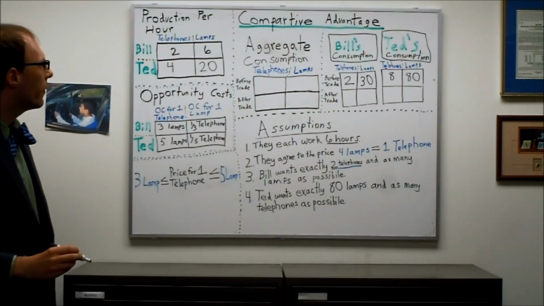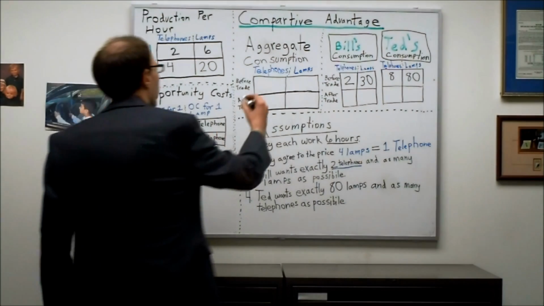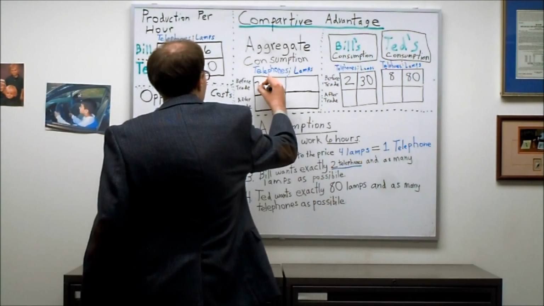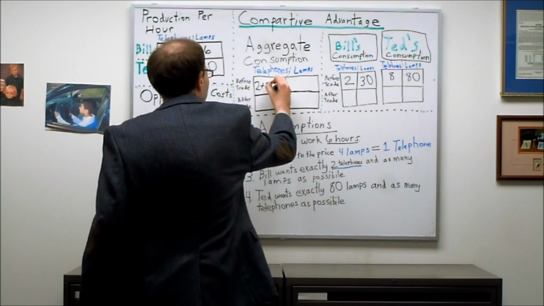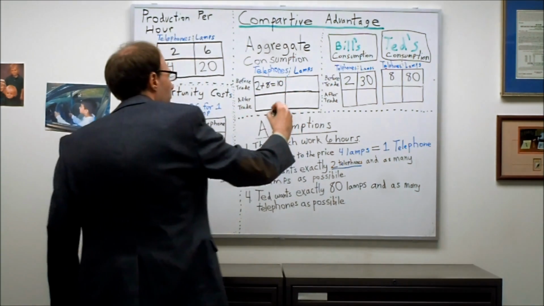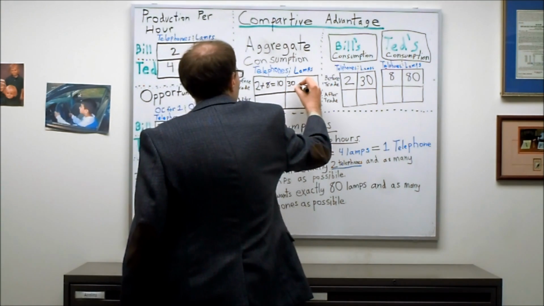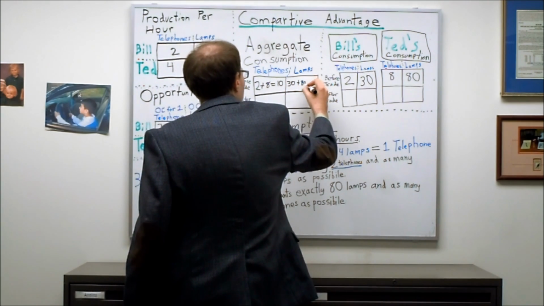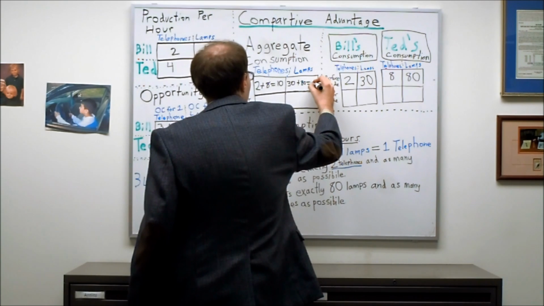That means, before trade, total aggregate consumption is 2 plus 8 telephones, which equals 10. And 30 plus 80 lamps, which equals 110.